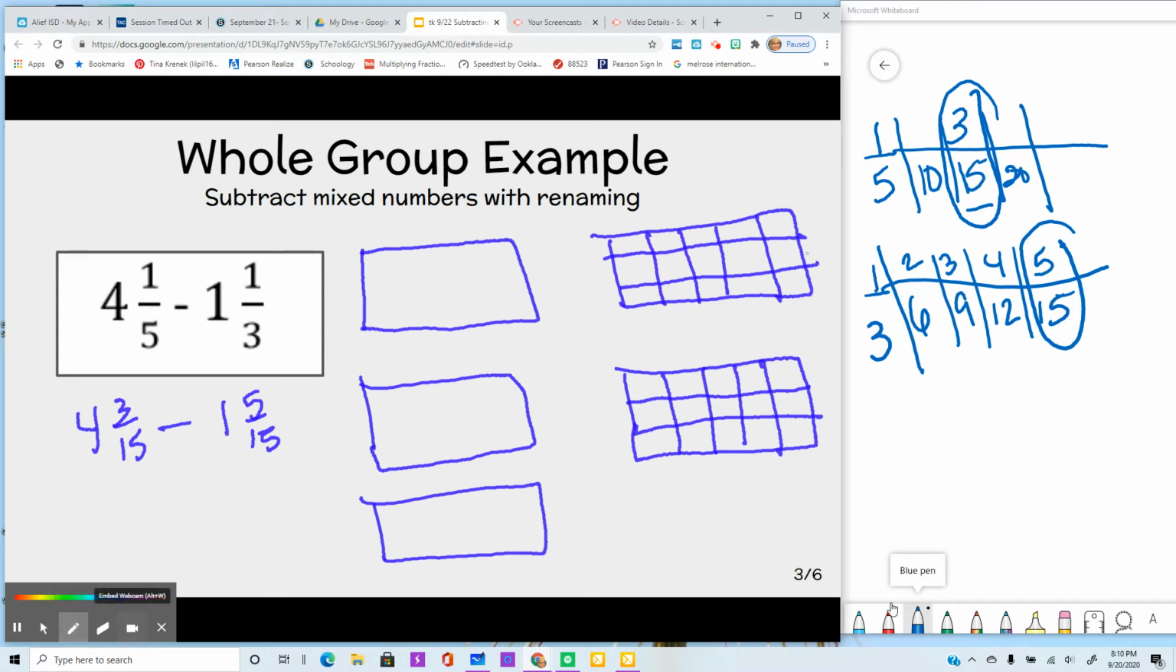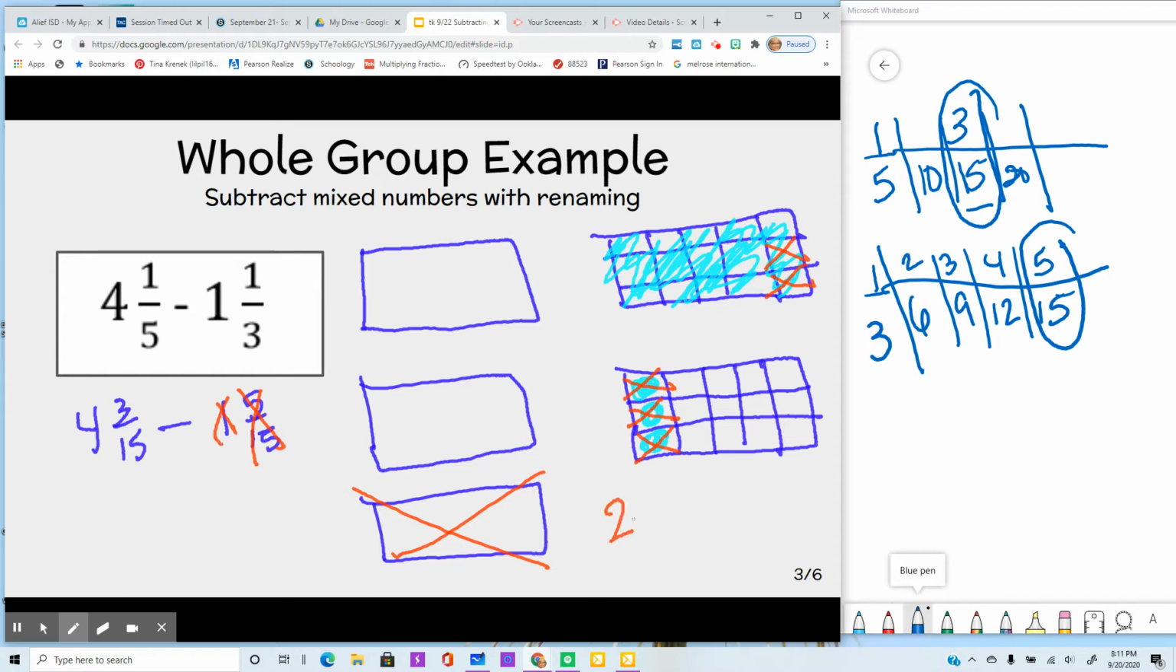All right, so I only have 3 of these 15. All of this, I have all of this. That's part of my whole. Because remember, a whole can be 15 over 15 or 15 out of 15. So let's go ahead and start taking away. I need to take away 5/15. 1, 2, 3, 4, 5. That's gone. And then 1 whole. That's gone. So what do I have left?